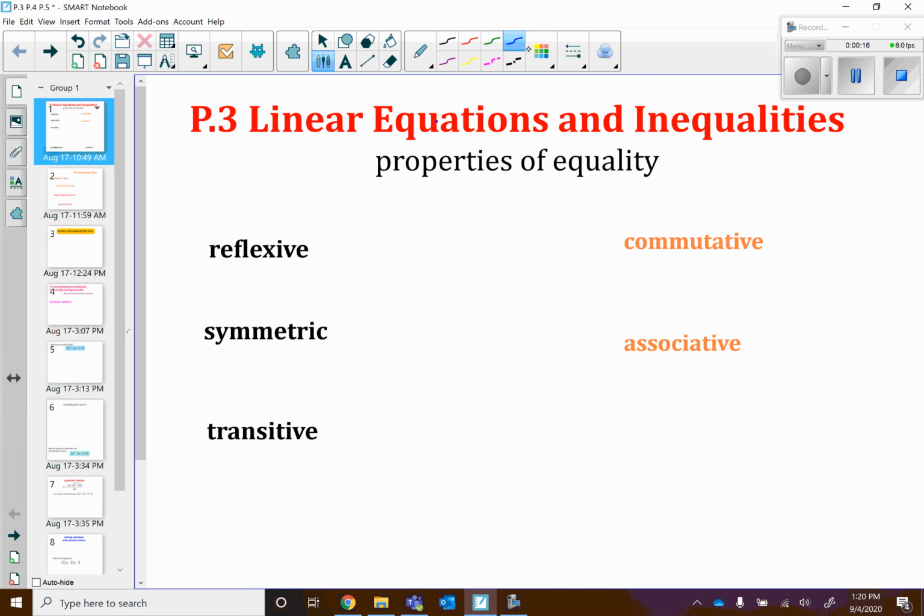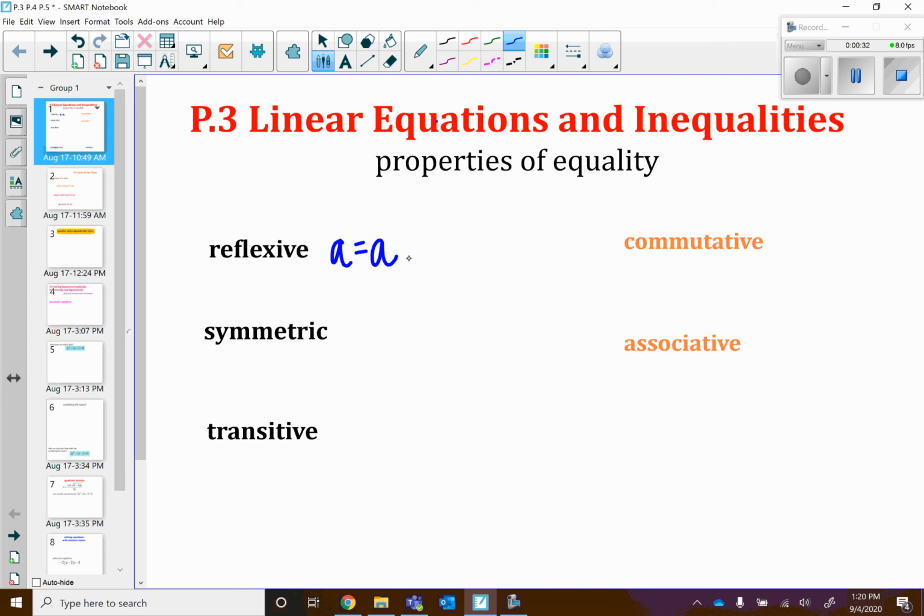So we've got a couple definitions of properties of equality, and we're going to start with the first one, which is the reflexive property that just says any number is equal to itself. So A is equal to A. Very simple. You look in a mirror, you see your reflection, you see yourself.